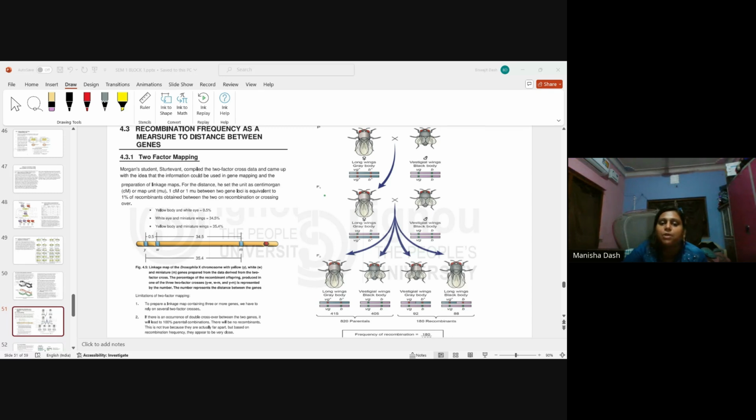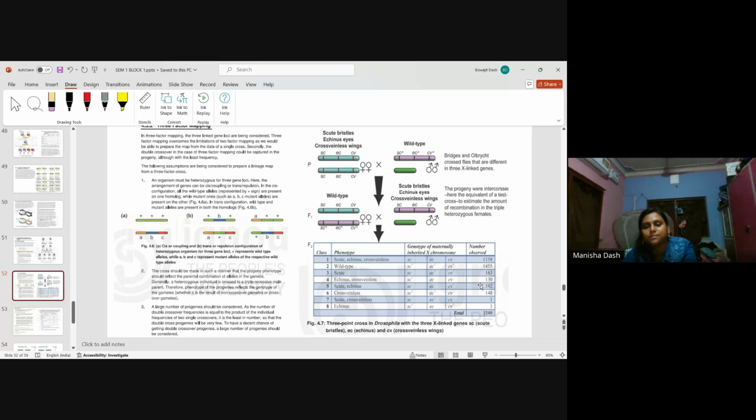So this is an example of a two-factor cross, because we are considering only two gene loci in a single cross. Then similarly we have the three-factor cross also, like this.